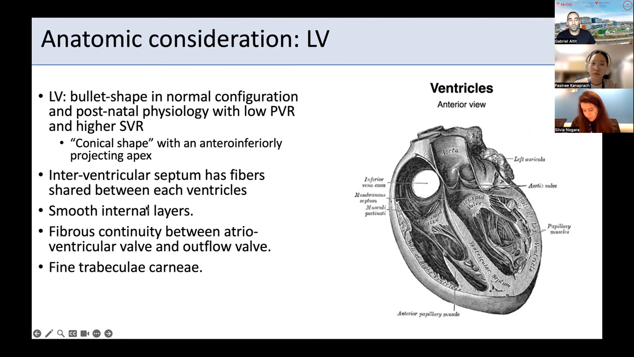The LV typically has a smoother internal layer, versus the RV, which, if you remember Pessini, when we went to the lab with Dr. Bellin, has this crisscross type of arrangement at the level of its surface. And then typically the LV has a fibrous continuity between the aortic valve and the mitral valve. So you can see this kind of fibrous continuity. The mitral valve is here and then the aortic valve is here. So it's almost connected together, versus the RV side, where you don't get that. The tricuspid valve and the pulmonary valve are completely not touching each other.